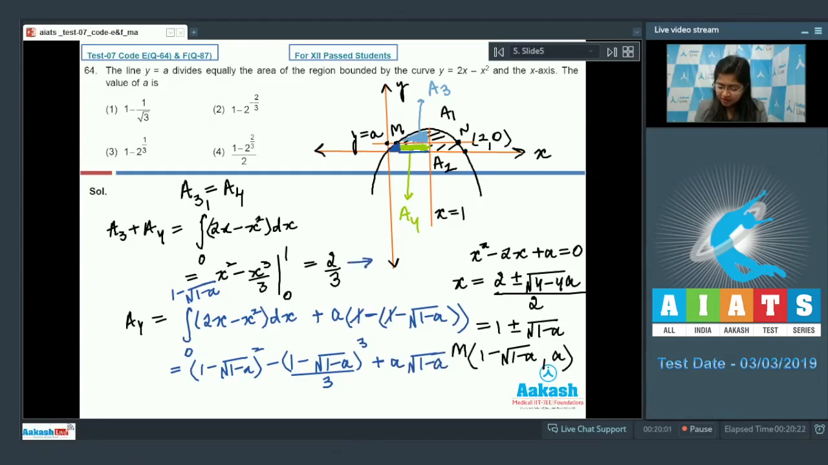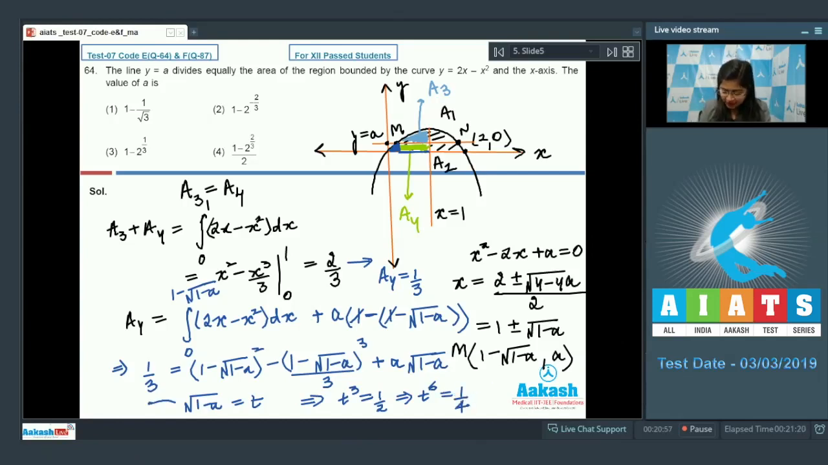Now from this equation we can see that as A3 is equal to A4, so we can see that A4 is equal to 1 by 3. So putting it here, we get 1 by 3 is equal to this equation. Now here let us put under root 1 minus a equal to t. So solving this, we will get t cube equal to 1 by 2. That is, I can say that t raised to the power 6 is equal to 1 by 4.